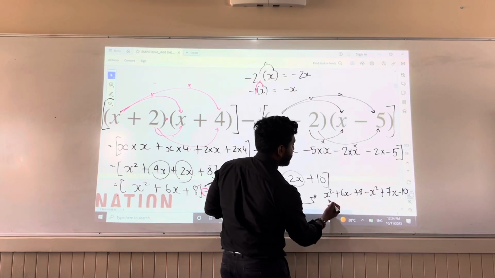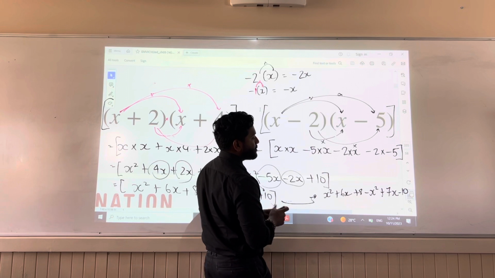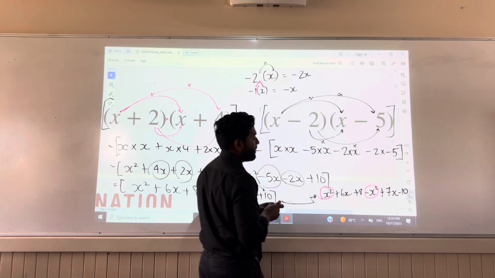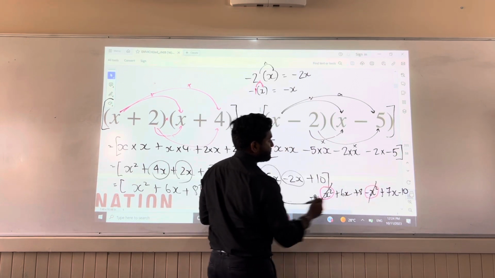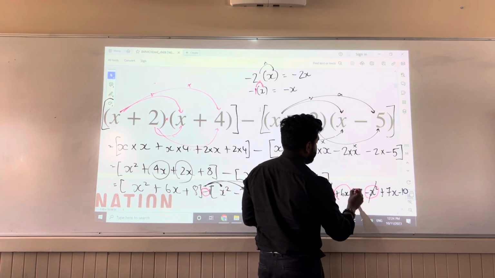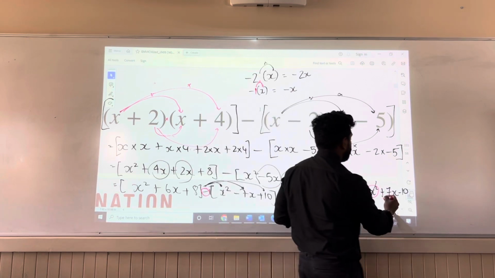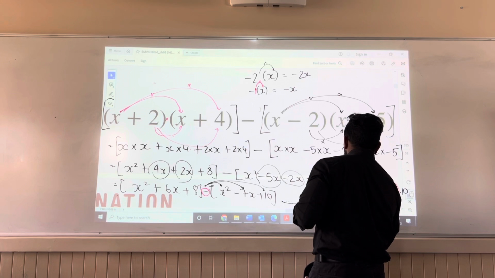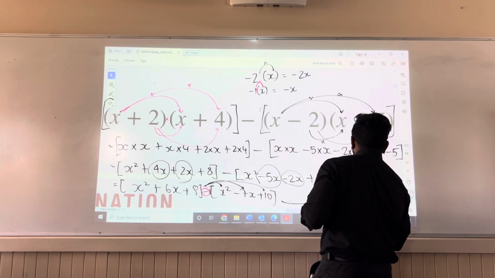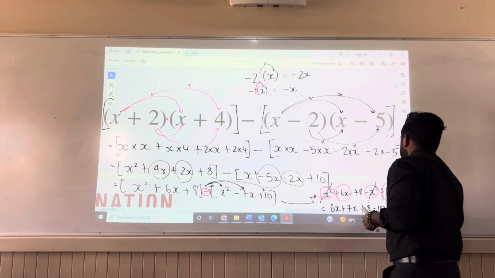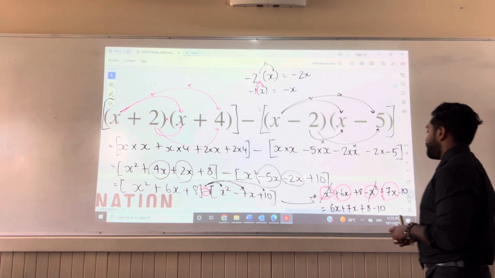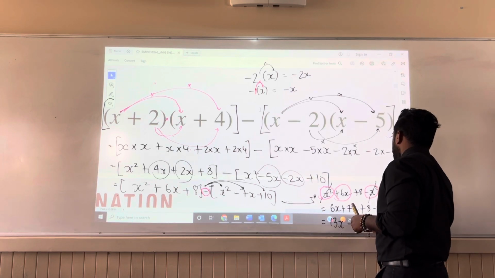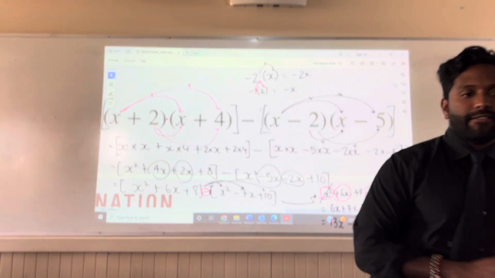Now, we can bring our like terms together. So x squared minus x squared, they cancel out, and that will be a 0. 6x, any like terms? Yes, positive 7x. So I'm going to put my like terms together. So 6x plus 7x, plus 8 minus 10. That will be now, as our final answer, 13x minus 2. And that's your final answer for that question.